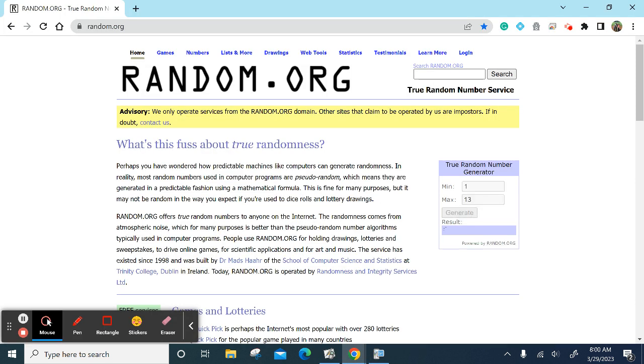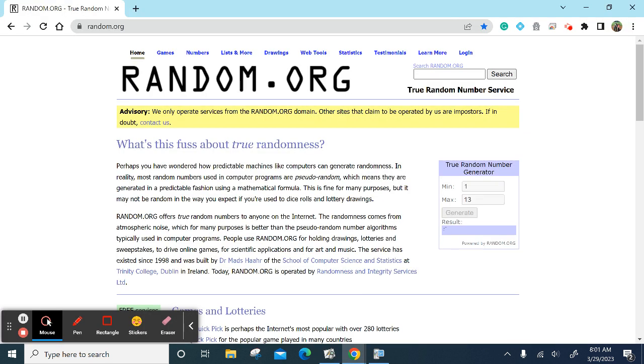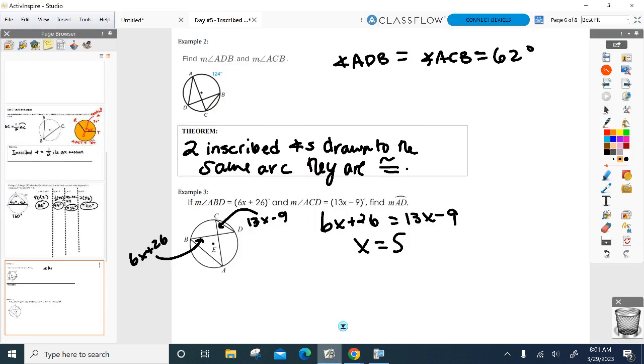And what do you have for x when you're ready? 5. Good. All right, that's x. We're looking for AD. How do I use that 5 to find the measure of arc AD now? How many degrees are in arc AD? How can I use that 5? You should just be able to plug it in for one of the angles. Okay, plug it in for one of the angles.